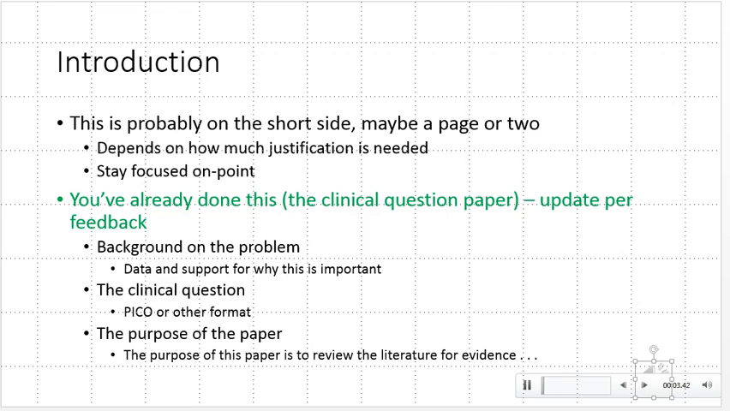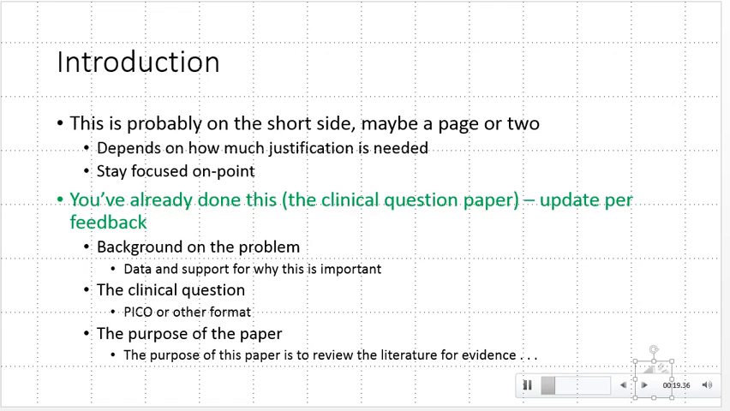The rest of this presentation is dedicated to talking about what should be included in each of the different sections of the paper. If you're pretty certain that you know what should be included in each paper, great. Just skip over those slides and don't listen to the audio.